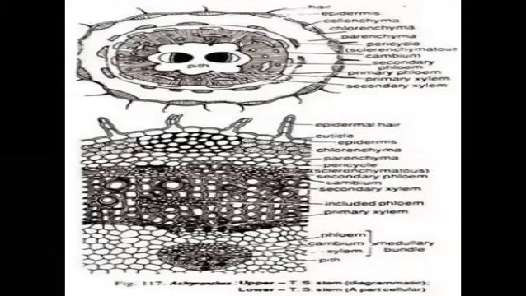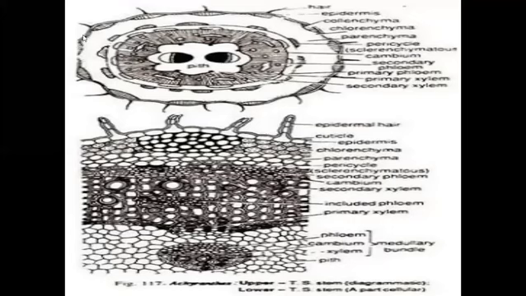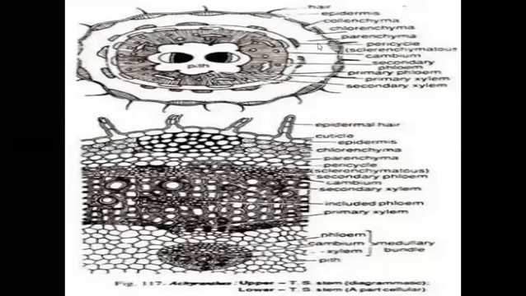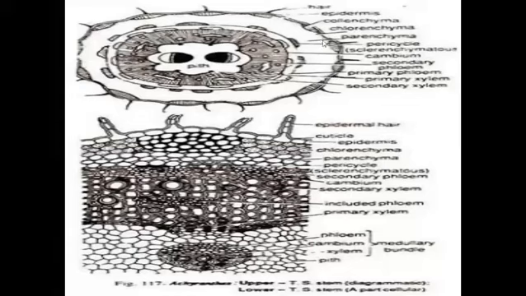The primary shoot TS shows mainly three zones: epidermis, cortex, and stele. The epidermis is the outer layer. It is made of rectangular parenchyma cells. It protects the inner parts and gives a perfect shape to the shoot.